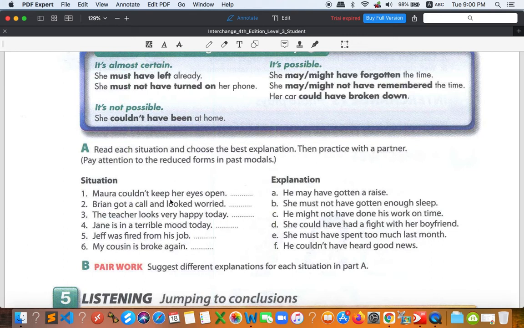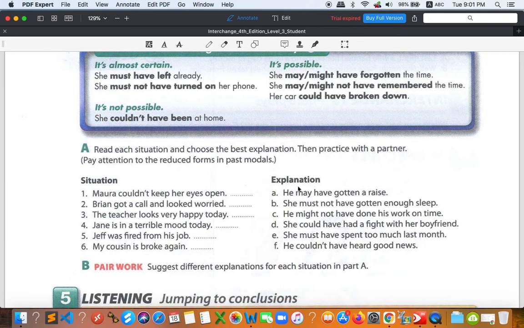So Maura couldn't keep her eyes open. What's wrong? He or she could not open the eyes. Maybe stayed up late. Brian got a call and looked worried. The teacher looks very happy today. Jane is in a terrible mood today, doesn't feel good. Jeff was fired from his job. My cousin is broke again, doesn't have money.